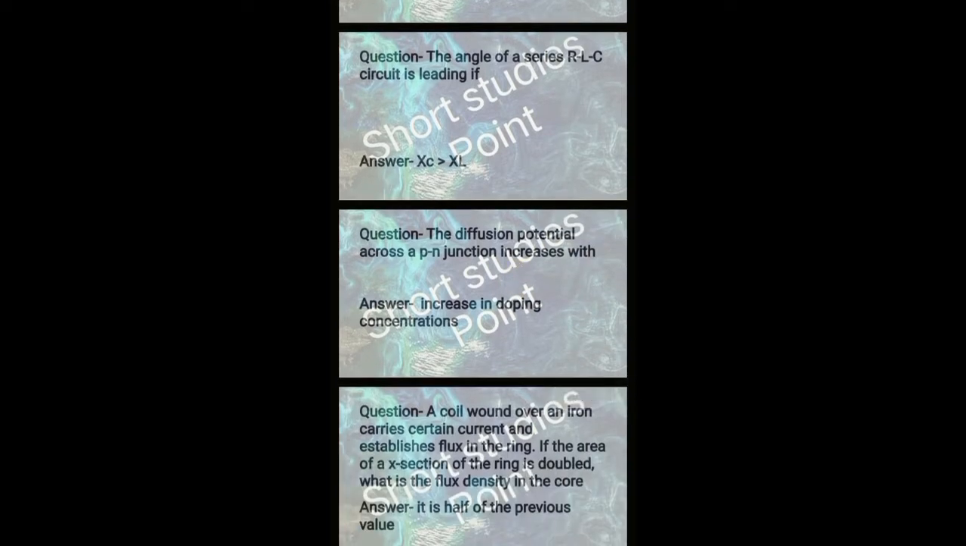Next question: the primary reason for low power factor is owing to installation of which? Answer: induction motor. Next question: the angle of a series RLC circuit is leading if conductance is greater than inductance. Next question: the diffusion potential across a PN junction increases with? Answer: increase in doping concentration.